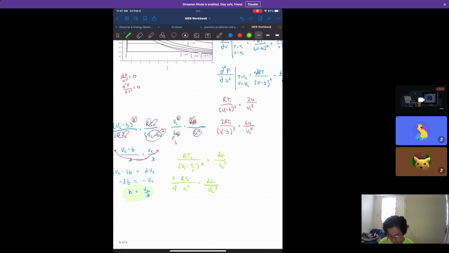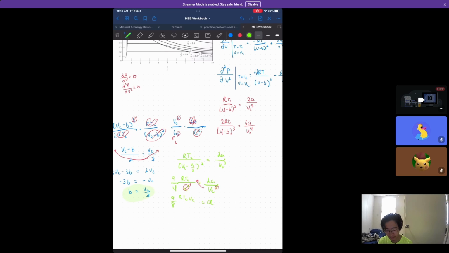Now, we bring that constant 2 over to the same side. We want to try and isolate A here, so 9 over 8, and the VC cancels. Just that exponent, and then bring the VC to the top. We now have 9 over 8 RTC VC equals A. There we go.